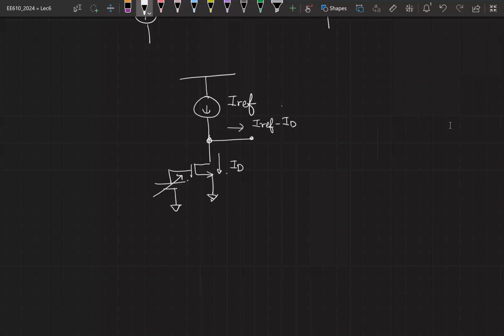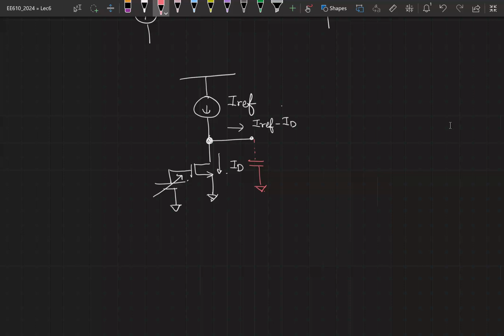KCL shouldn't be violated, right? It means it is flowing into something. Or the other possibility is IREF is greater than ID and a lot of charge is getting accumulated at this node. If charge is getting accumulated into a node, what happens to the potential at that node? It has to increase. So a nice way to think about it is, you can think of an infinitesimally small capacitance connected to this node.